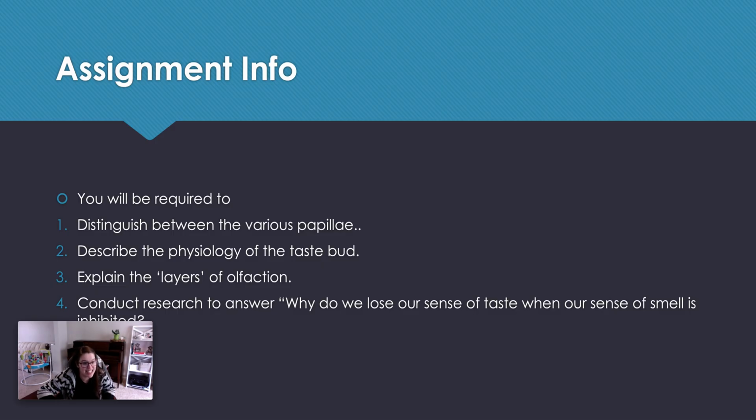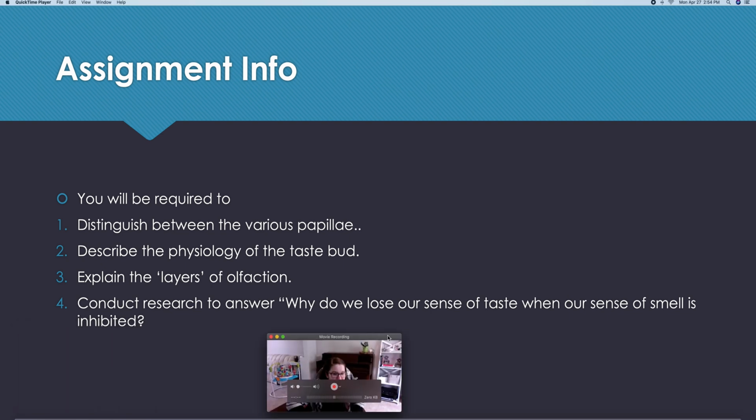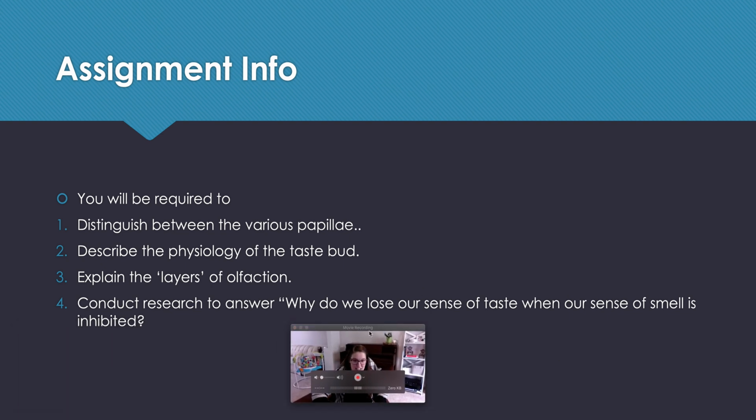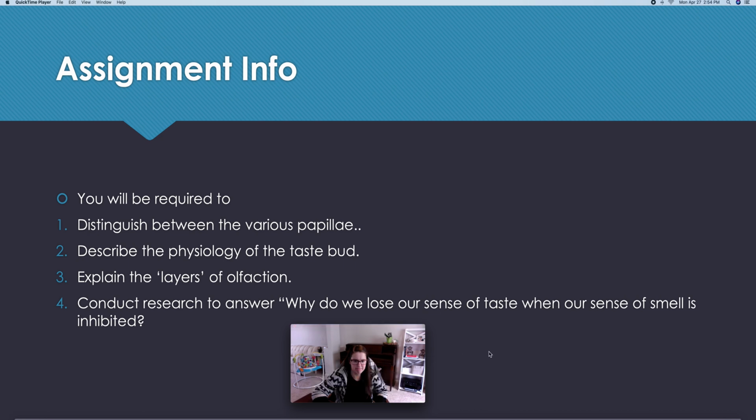That's it for senses. So now, from that section of the video, you should be able to distinguish between the different types of papillae. Talk to me about the physiology of the taste bud, and explain essentially the layers or the steps of olfaction. So once you go from inhalation of an odor or chemical, how does it get from the air to the olfactory bulb so that we can integrate it in the brain?